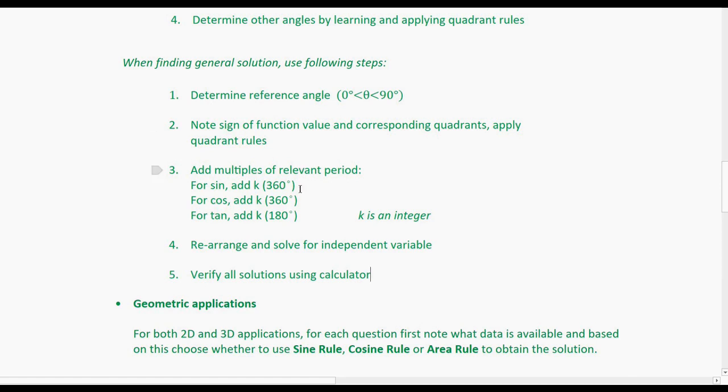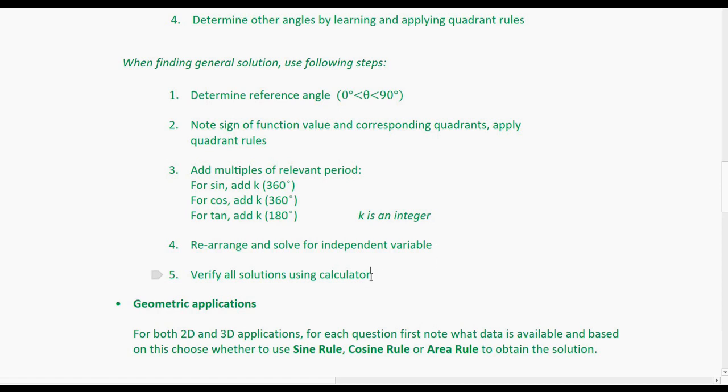Next, to actually make it a general solution, you have to add multiples of the period corresponding to the trig function in the question. So for sine, you'd add k times 360 degrees because sine has a period of 360 degrees. And similarly for cos, you'd add k times 360 degrees. And for tan, you'd add k times 180 degrees because the tan function has a period of 180. And in all these cases, k represents an integer, meaning a whole number, and it can be either positive or negative. Next, you would rearrange and solve for the independent variable.